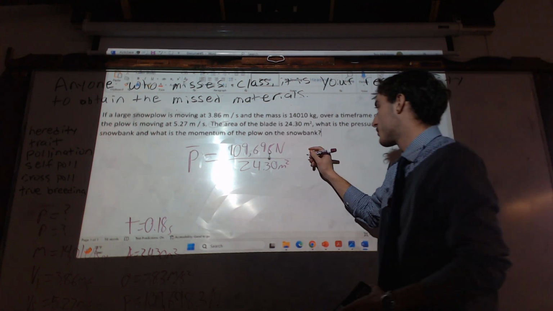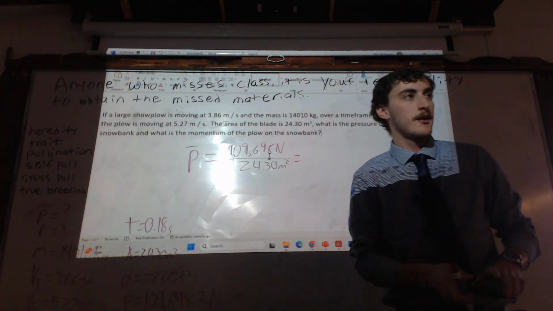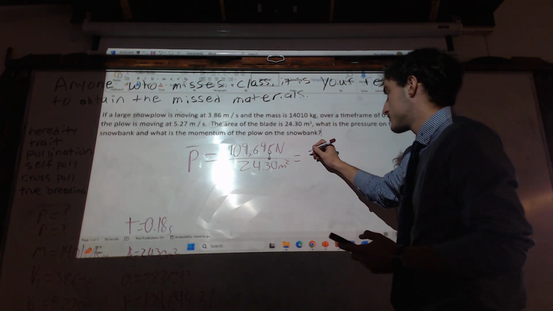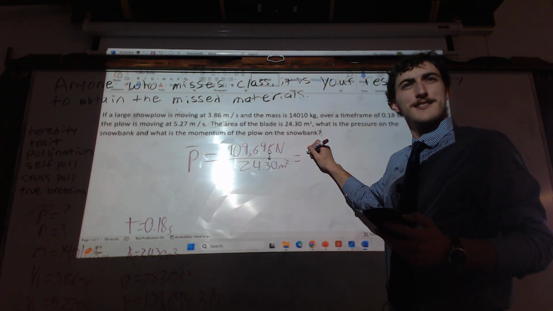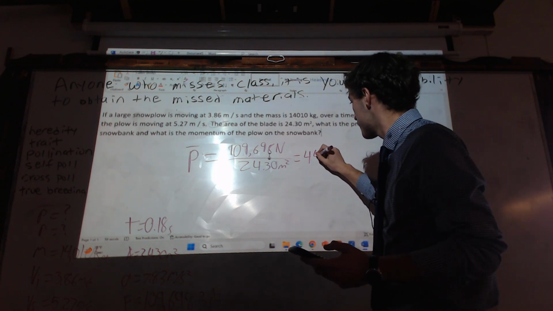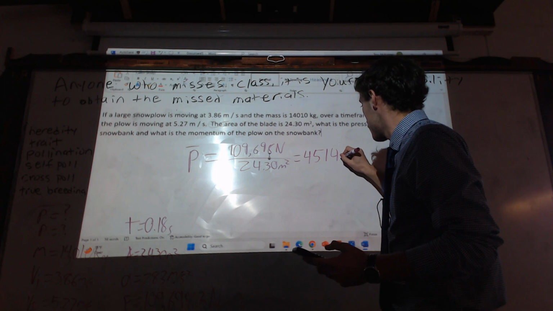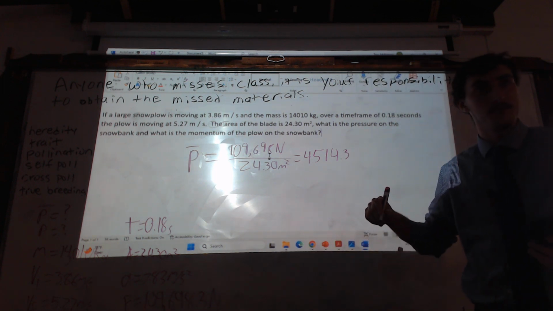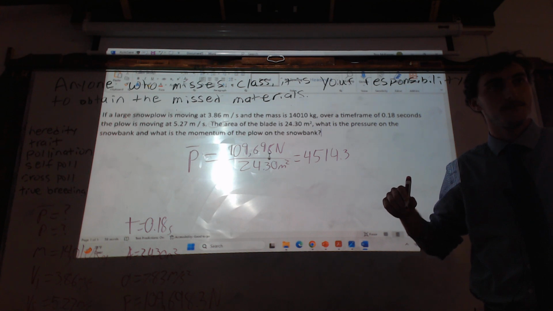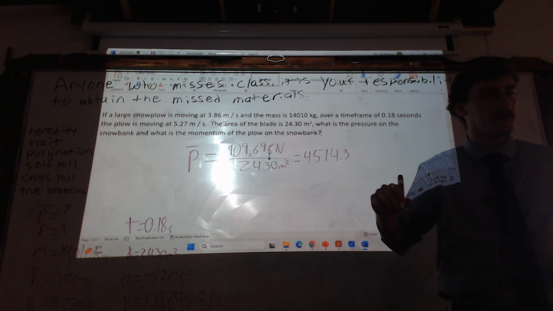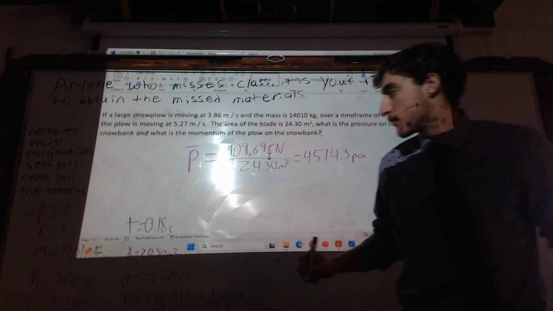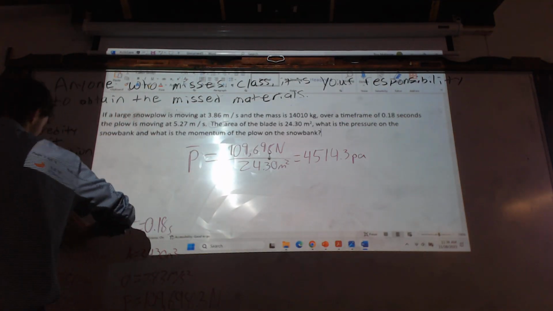Okay, so what does this equal? What's the pressure? 4.514. Say it again, louder. 4.514. Okay. What units do we use for pressure? Pascals. All right. So now we know our pressure.